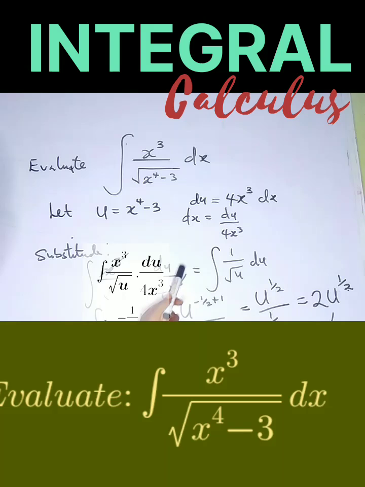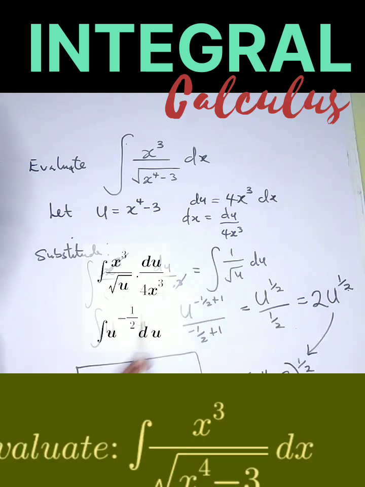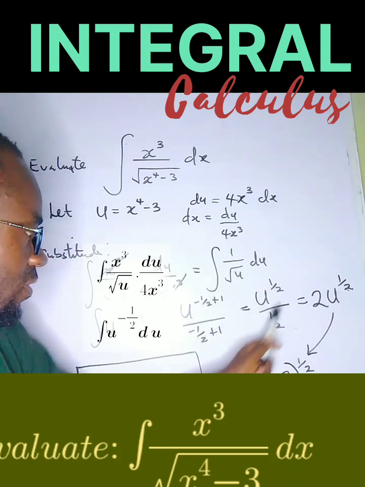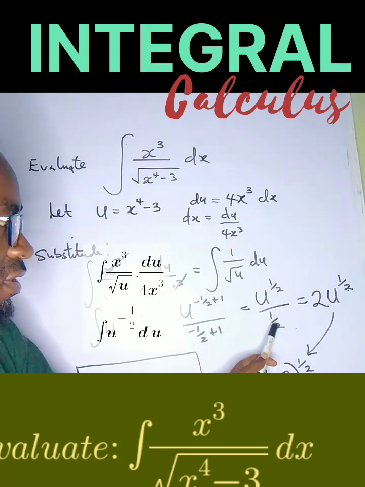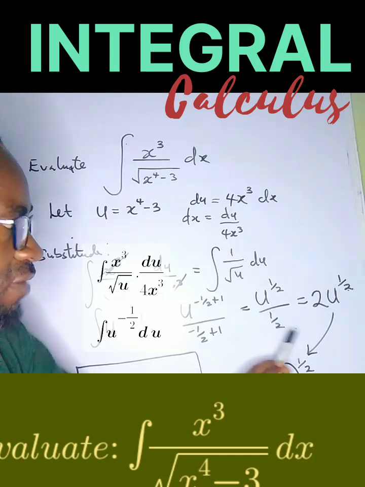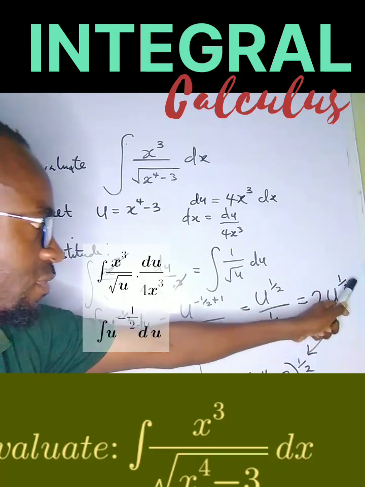Now this will cancel out this, and then you are left with 1 over square root of u du. If we rewrite this in indices, that will give me this. Then we apply our standard integral form for the power rule, which will give us u to the minus half plus 1, all over minus half plus 1. Of course, minus half plus 1 is half, and when you divide by half, it is the same thing as multiplying, so that gives us 2u raised to the power of half.